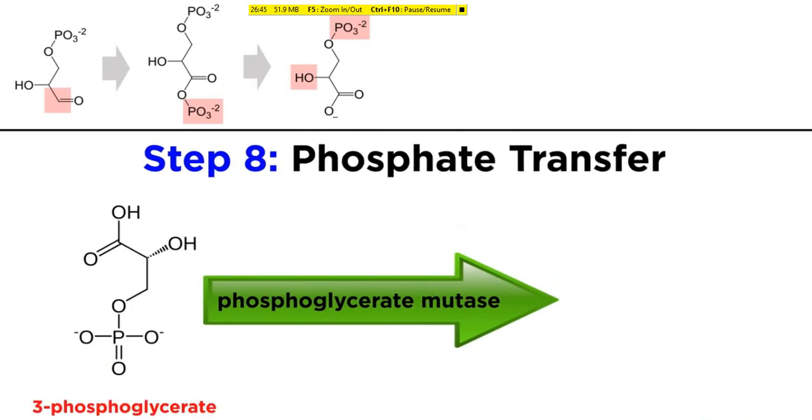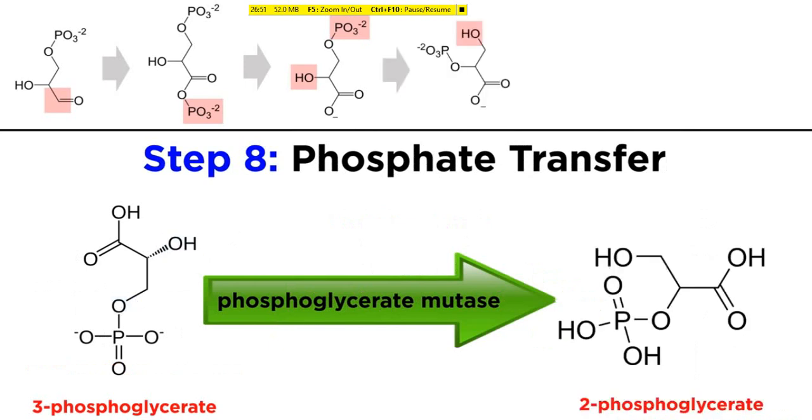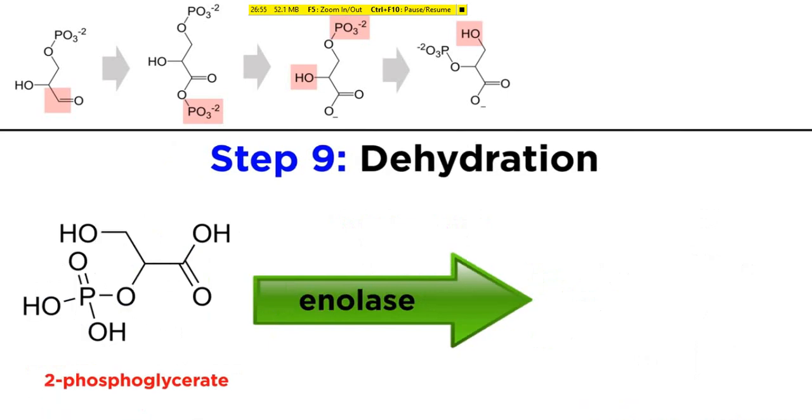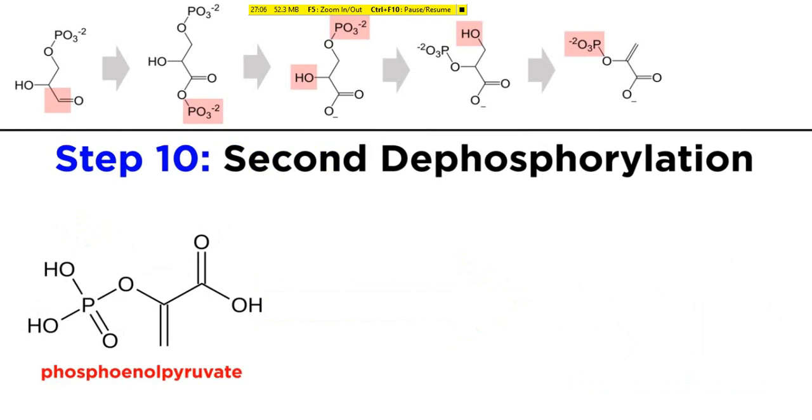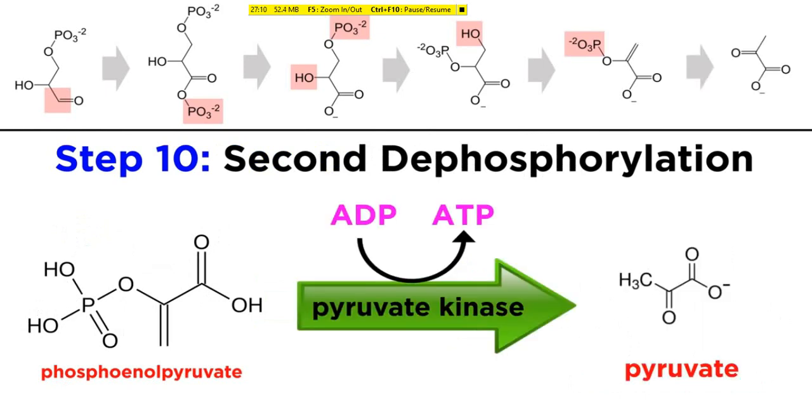Then, phosphoglycerate mutase transfers the remaining phosphate from this hydroxyl to the next one over to make 2-phosphoglycerate. Then, enolase catalyzes a dehydration, resulting in the loss of this hydroxyl group, which will produce phosphoenol pyruvate. And lastly, the remaining phosphate group is transferred to an ADP by pyruvate kinase, generating another ATP and the pyruvate we discussed before.